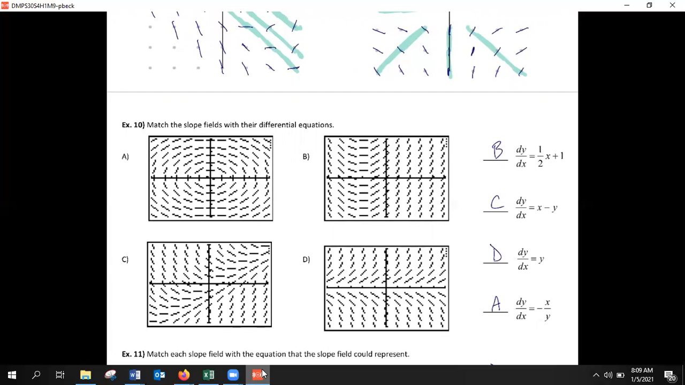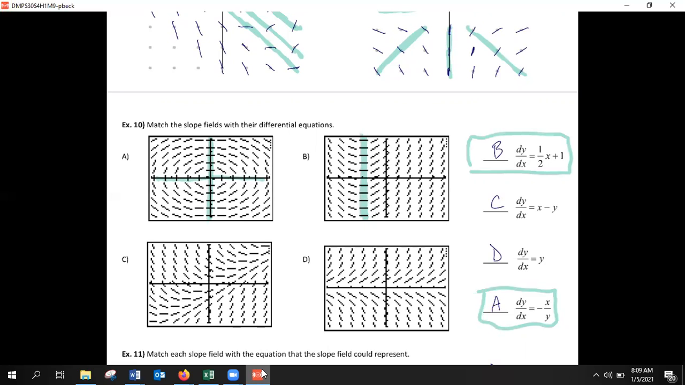So, go back. Whenever my x value is 0, I have a slope of 0. Whenever my y value is 0, I have undefined slopes. And if you see, that matches the situation I have for A there. This looks like a quadratic almost right here. So which one of these would end up being a quadratic? That would be this one right here.